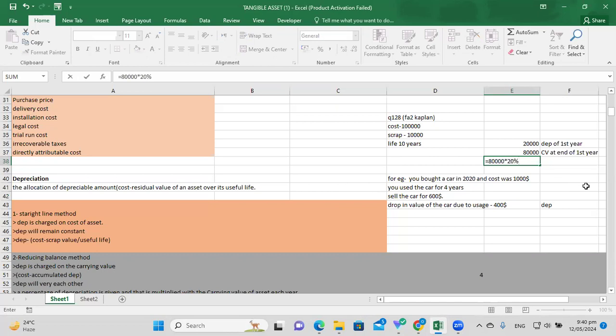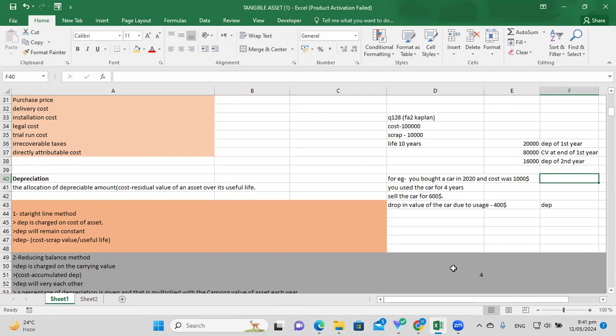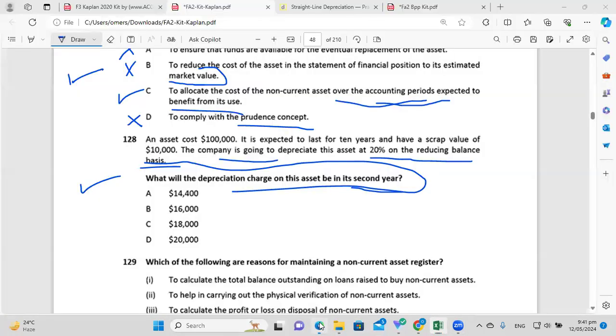$80,000, which is the carrying value at the end of the first year, multiplied by 20%, we get the depreciation for the second year. So our answer is 16,000 depreciation for the second year. All right, so our depreciation for the second year is 16,000. The answer is B.